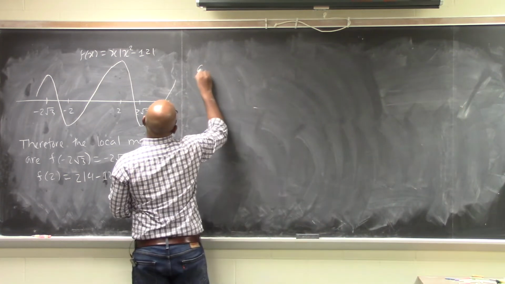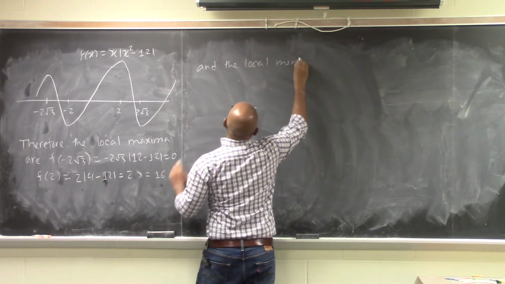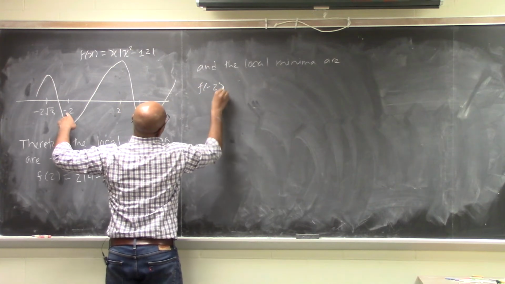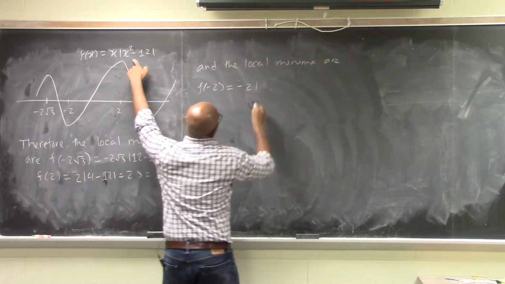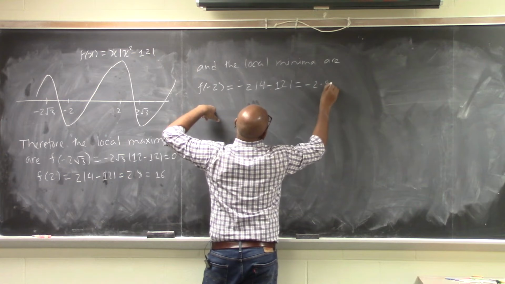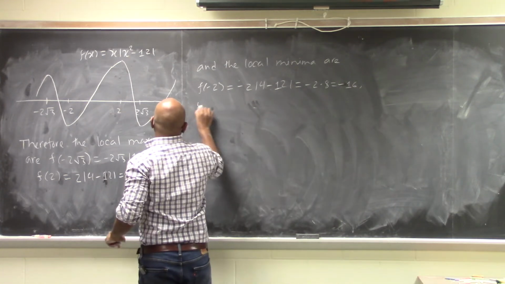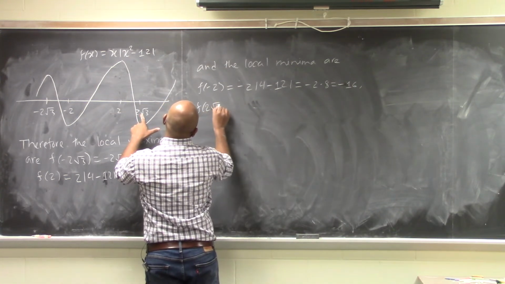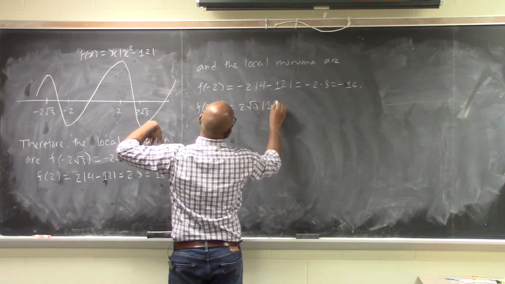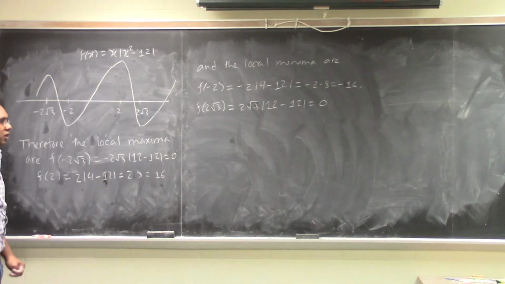Okay. And the local minima are this. So first I need to plug in negative 2, f of negative 2, which is going to be negative 2 times 2 squared is 4 minus the absolute value of 4 minus 12, which is negative 2 times 8, which is negative 16, and f of 2 root 3, which is 2 root 3 times 2 root 3 squared is 12, so 12 minus 12, which is 0. Okay. So that's the end of this question.